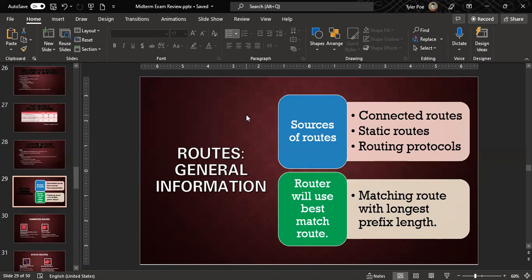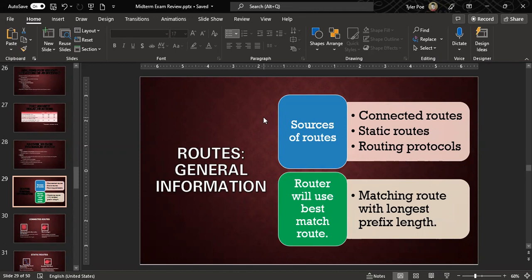So who wants to explain how static routes are created? You don't need to provide the specifics, but how are static routes configured? Static routes are configured with the IP route command. Very good. Yes. Configured manually with the IP route command.